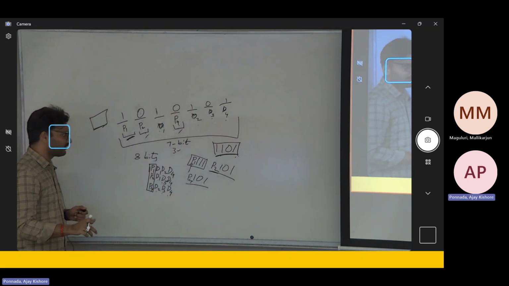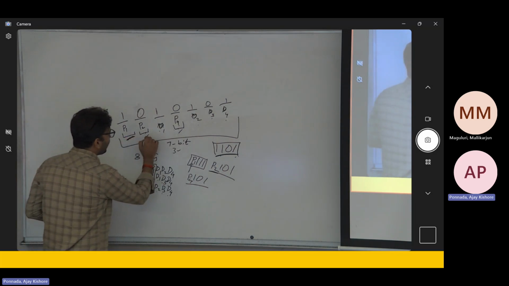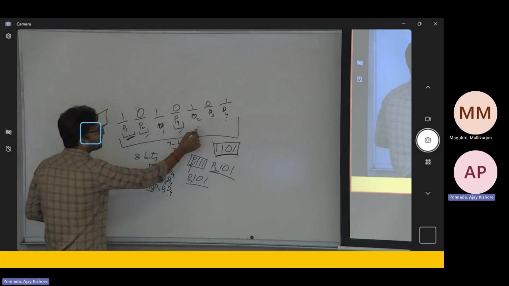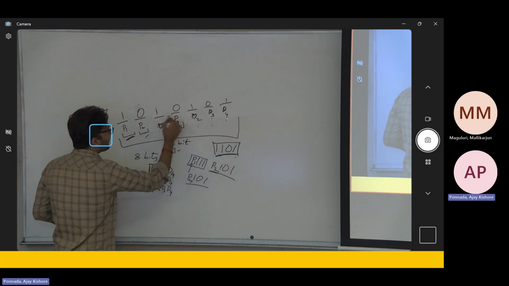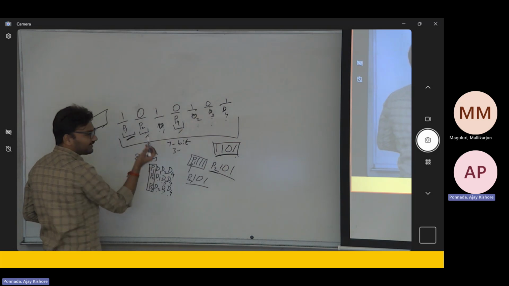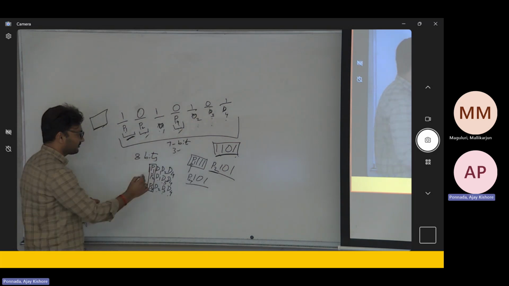Yeah. So it's simple. You need to know what are parity bits, what are data bits. Just substitute your data into data bits and make every parity even. That's it.